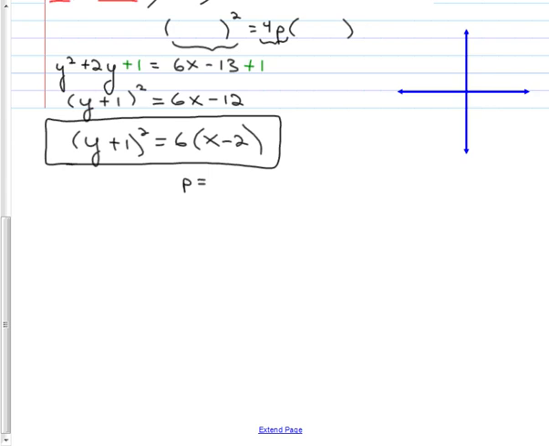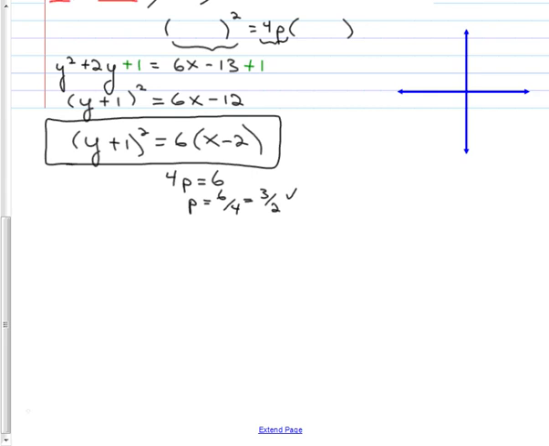3 over 2. Yeah, well, I do know this. I know that 4 times p equals 6, and so I can solve for p. 6 over 4, reduce it, 3 over 2. That's really the key to this whole thing.